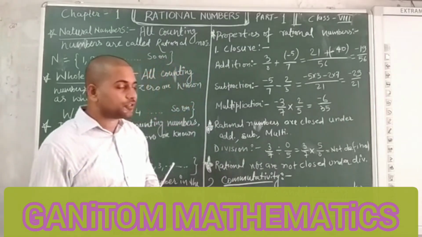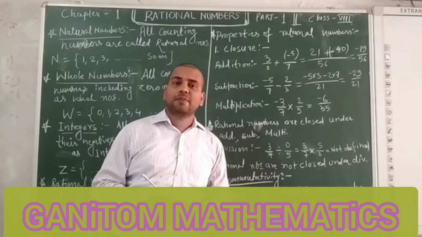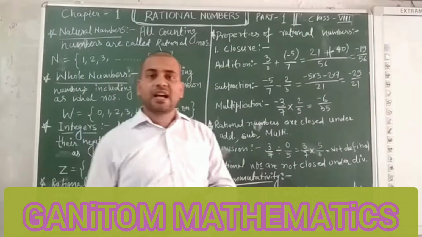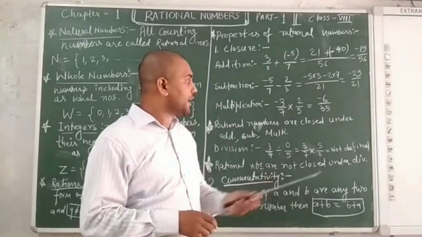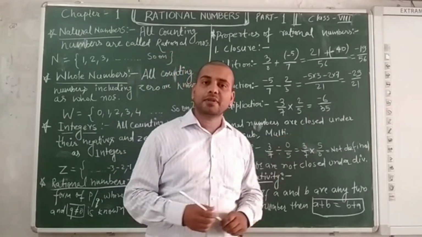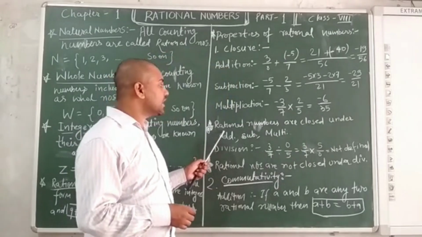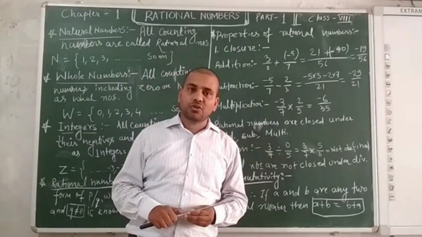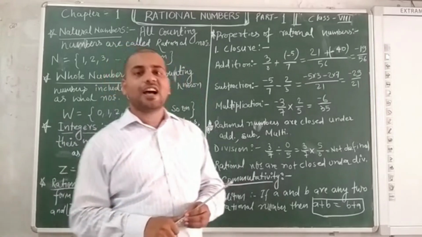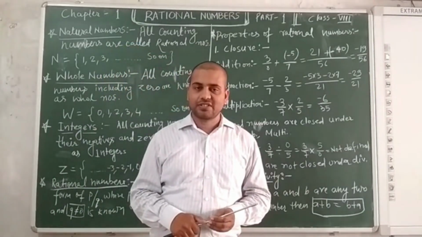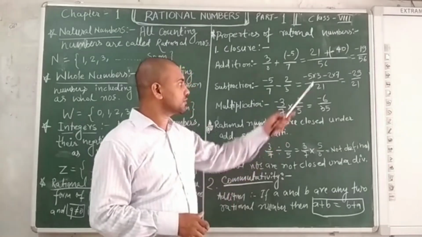In multiplication also, it is shown here on the board. When you multiply two rational numbers, the result will be again a rational number. So, rational numbers are closed under addition, subtraction and multiplication. It is clear here. It is shown.